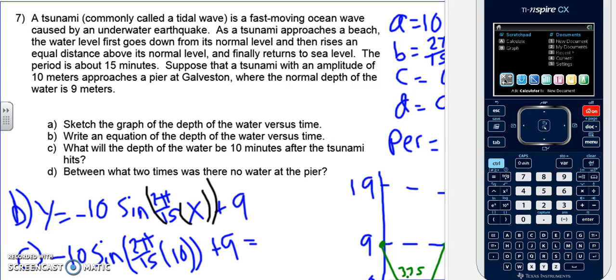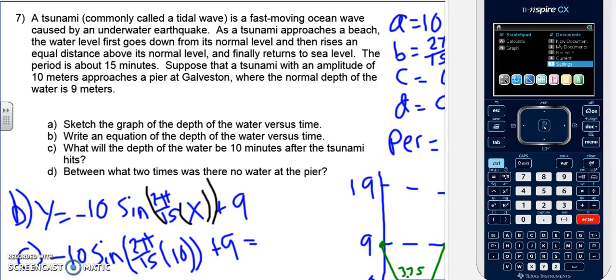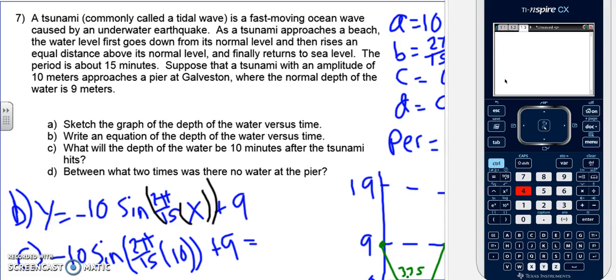Whoops, I'm going to go back and double check my settings. Oh, see, I'm in degrees. Good thing I checked. Make sure you're in radians, and then make sure you write make default so it stays.